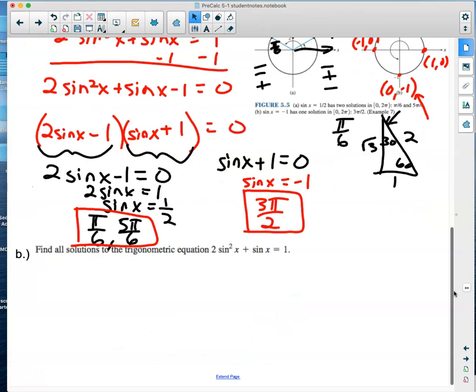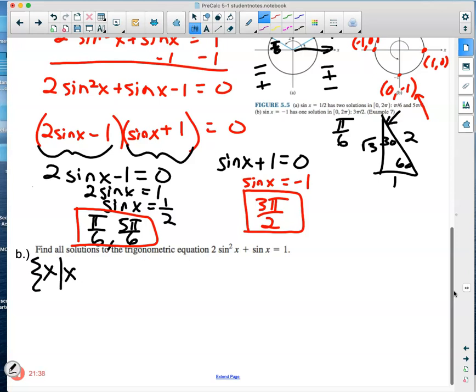We are solving, which was a big part of one of our objectives. Now B says, let's change this. Let's talk about all the solutions to the trigonometric equation 2 sine squared x plus sine of x equals 1. Hold on. So now we're saying even the coterminals, which means I'm going to have to come up with a formula for this.